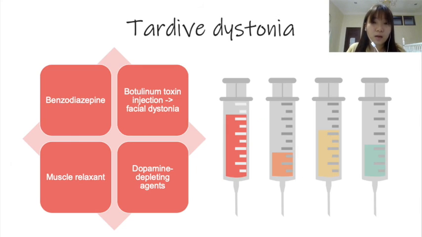Next. In cases of tardive dystonia, additional treatment involving benzodiazepine, botulinum toxin injection for facial dystonia, muscle relaxants like baclofen, and dopamine-depleting agents such as tetrabenazine may be considered.